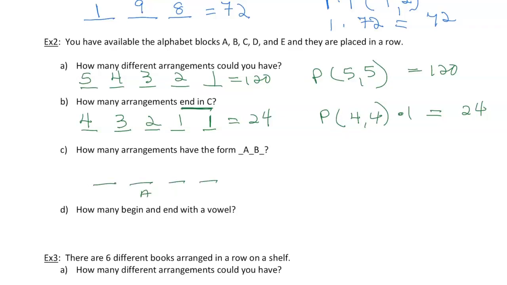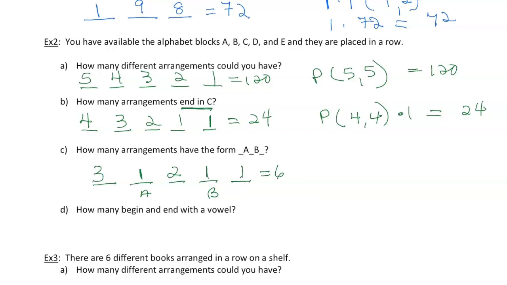Blank, I have to have a B, and then blank. There's only one way to have an A. There's only one way to have a B. So I basically have taken 2 blocks out of circulation. Therefore, I have 3 options here, 2 options here, and only 1 option here. That's going to just give me a 6.